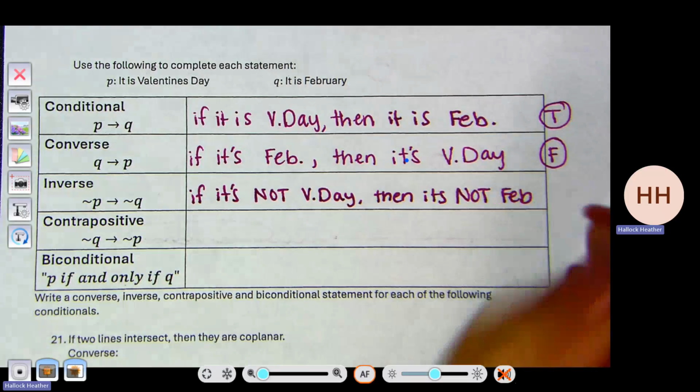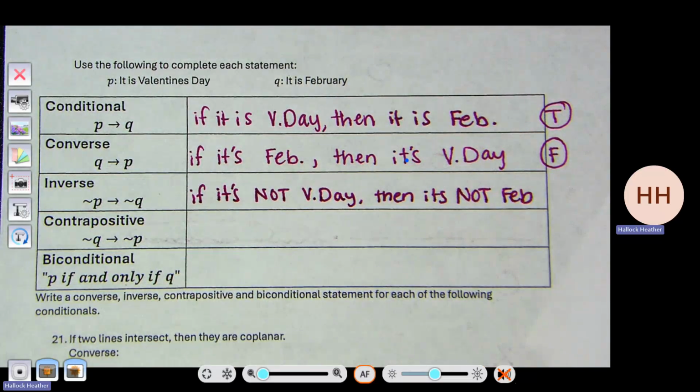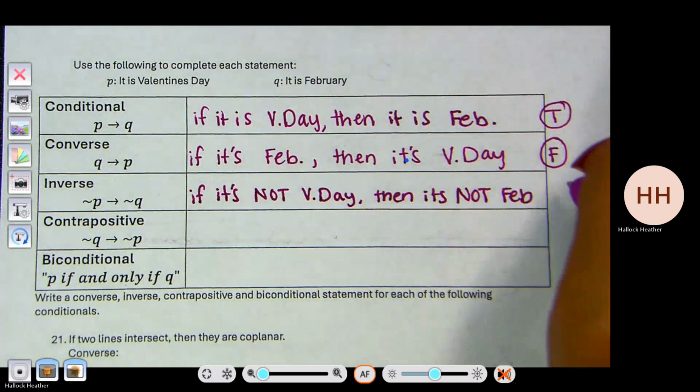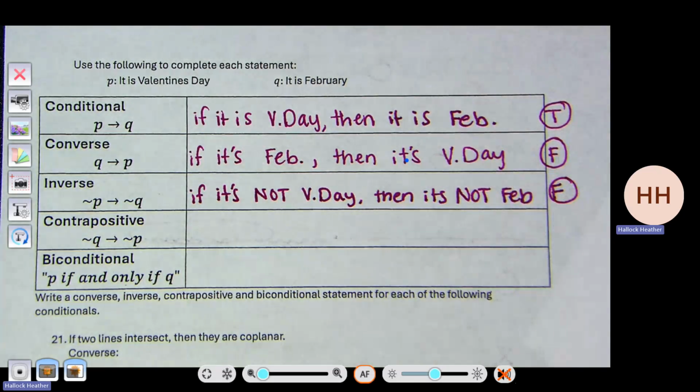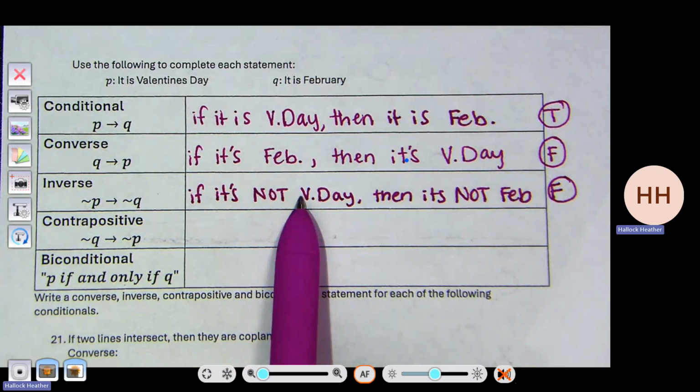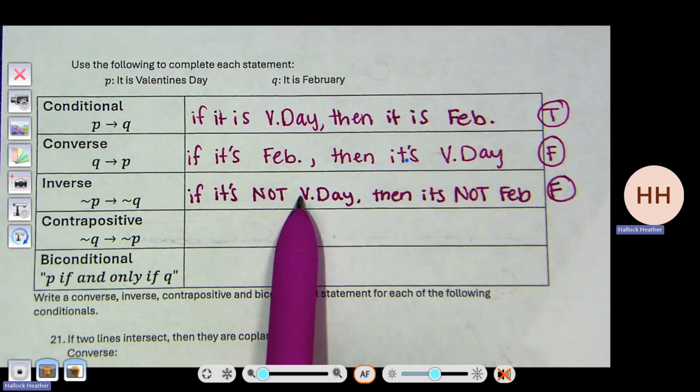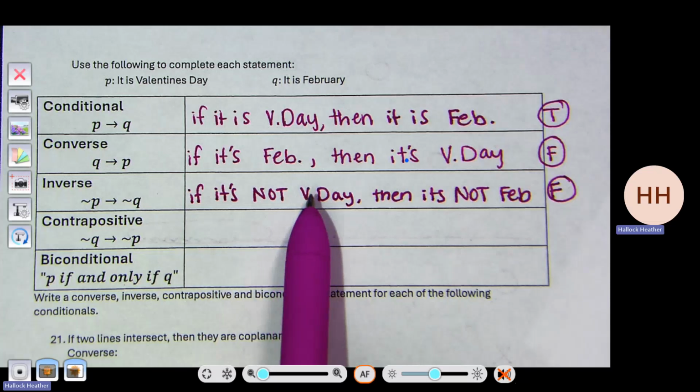So let's think. If it's not Valentine's Day, then it's not February. What is it? No, that's not true. It's false. Because technically, you have another day in February that's not Valentine's Day also. It could be February 10th. That's not Valentine's Day, but it's still in February.